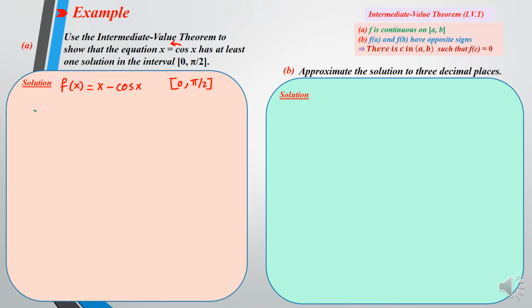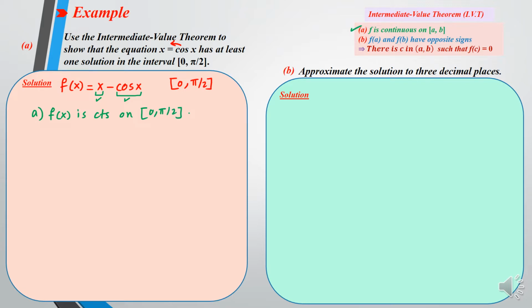Now we have to check the conditions. In part A you have to check the continuity of the function on the interval from 0 to pi over 2, and as you see the function f is a difference between two continuous functions. X is a polynomial, which means it's continuous everywhere, and cosine x is a periodic function, which means it's continuous everywhere, and a difference of two continuous functions is continuous, and hence f of x is continuous on the closed interval from 0 to pi over 2.